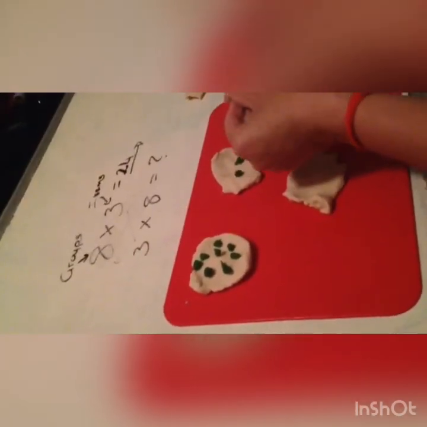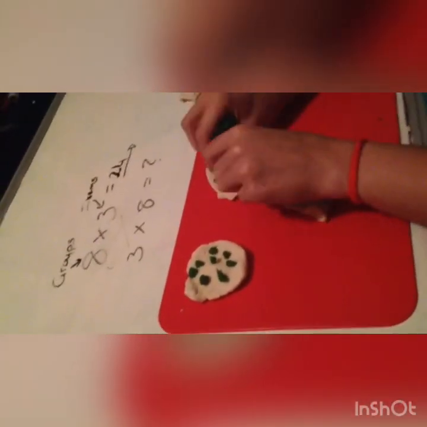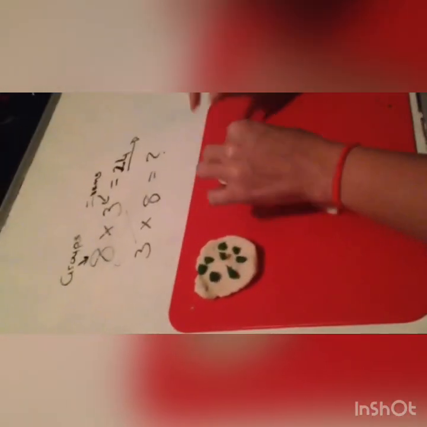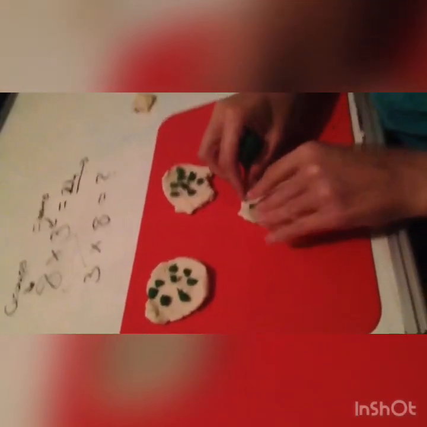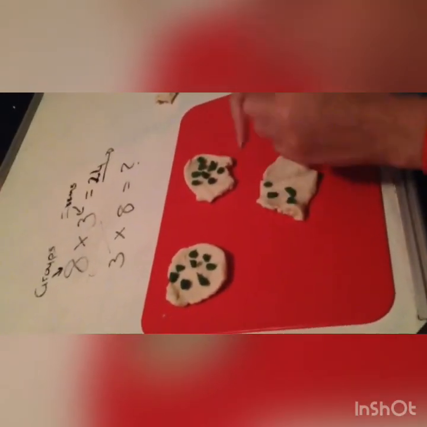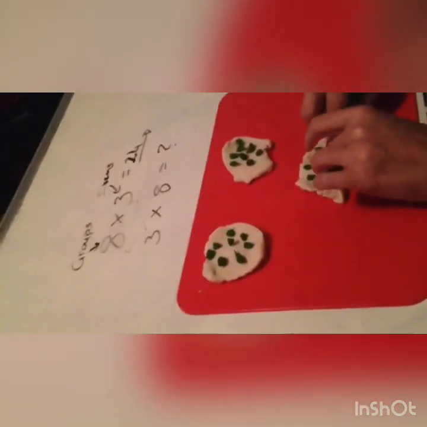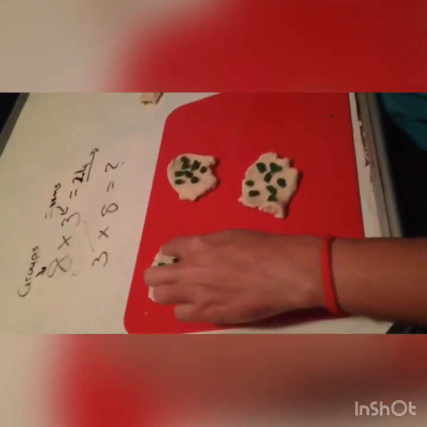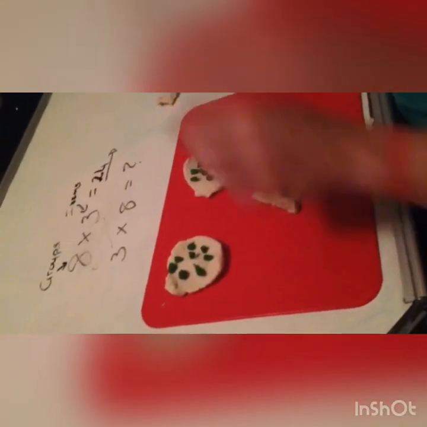2, 4, 6, and 8, and 2, 3, 4, 6, and 8. So then they once again count the items on the cookies. 1, 2, 3, 4, 5, 6, 7, 8, 9, 10, 11, 12, 13, 14, 15, 16, 17, 18, 19, to know what the answer is.